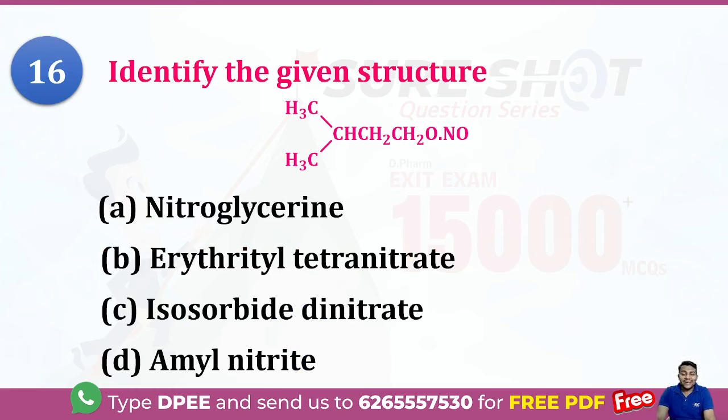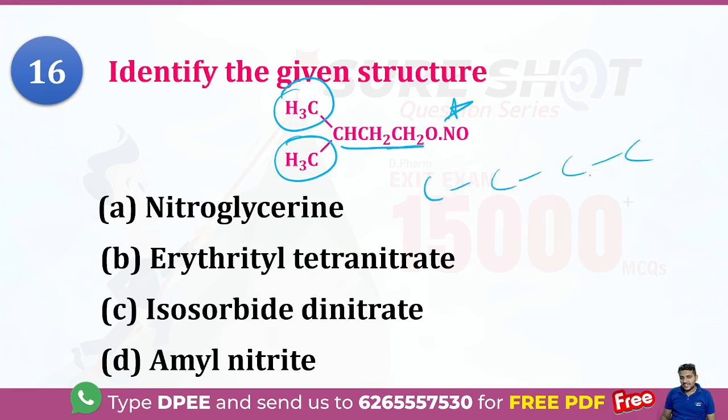Next question for you. Identify the given structure. You are given a structure that contains a 2-methyl group. There is a chain of further 3 carbon groups. There is an NO group. So basically we can simplify this structure like this.